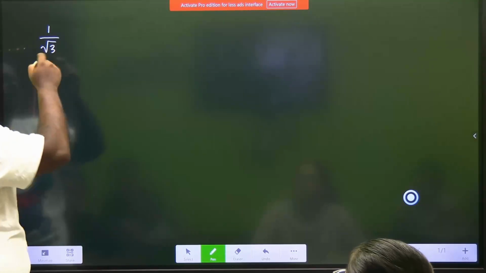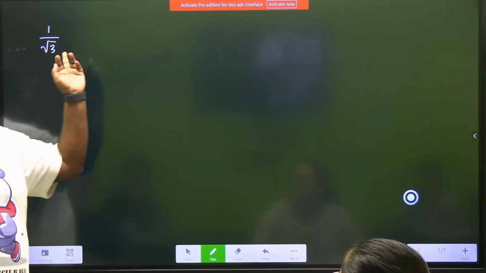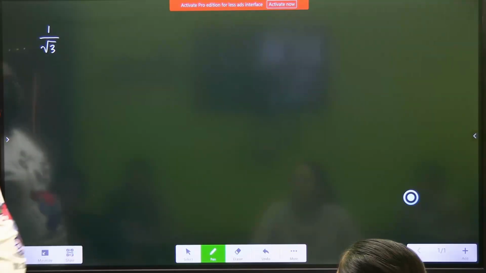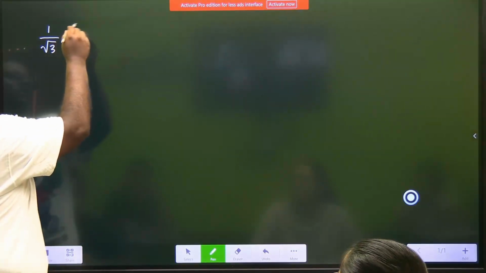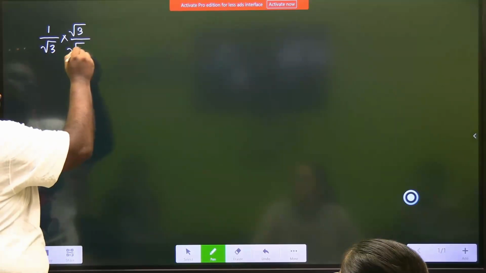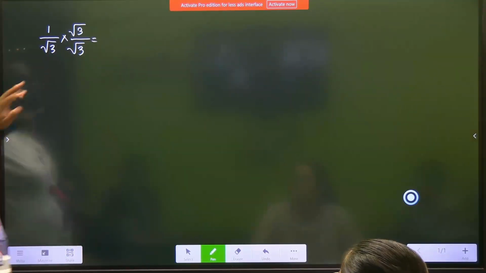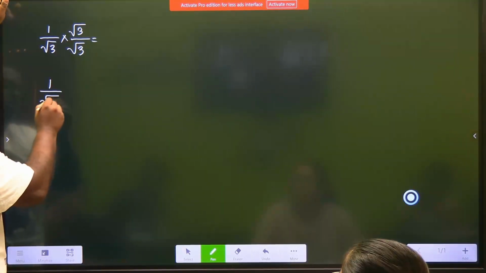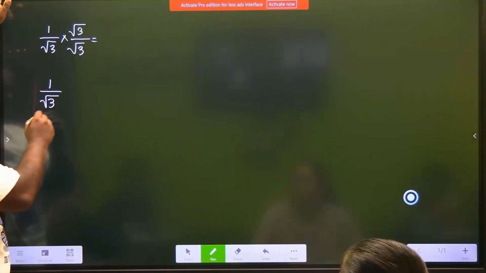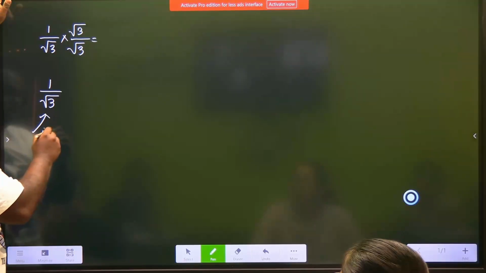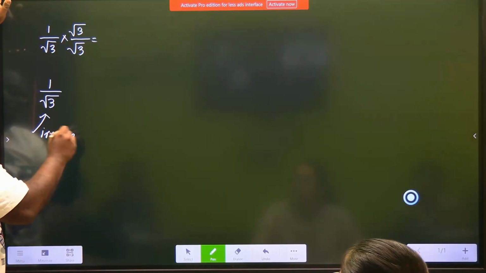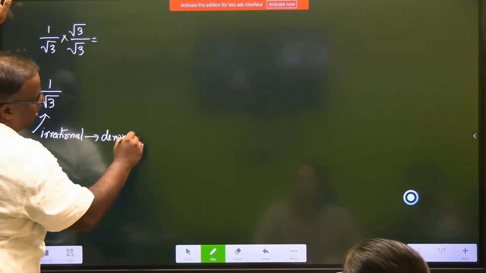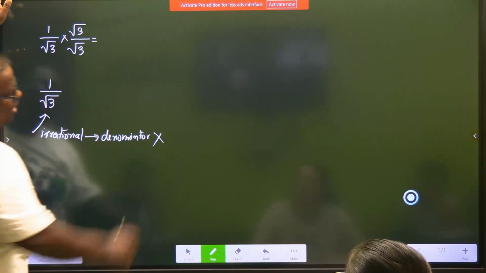Similarly, a radical sign, this is also called a root or a radical. A radical is not allowed in the denominator. So what do you do? You are supposed to rationalize it. And the way you rationalize it is... hang on. Is this an irrational number? This is irrational, right? And an irrational in the denominator is something that is not desired or not allowed.